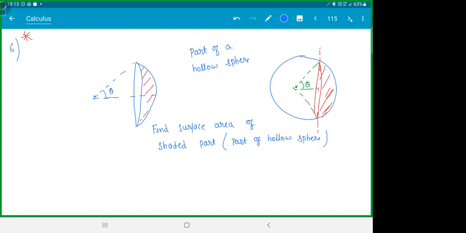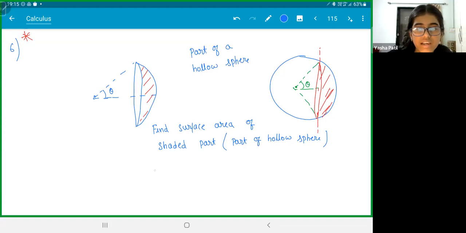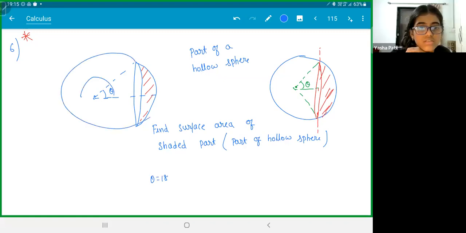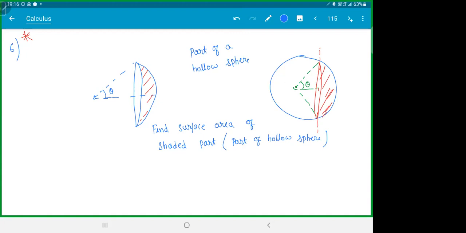If this comes in the exam, how will you guess? Anyone? If we put the values and take theta as 180, meaning it is a full sphere, then we should get the whole surface area. Yes. Then how much should you get, Aisha? The full surface area of the full sphere, 4 pi r square, no?